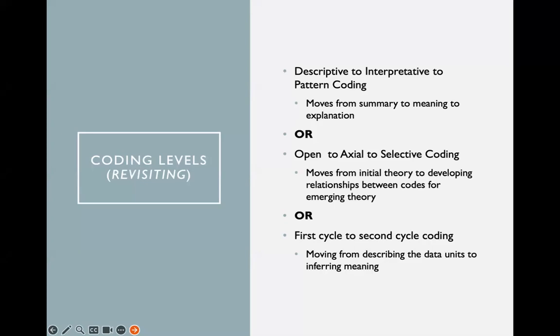We spoke about descriptive to interpretative to pattern coding. In that sense, if that's the way that we code, we move from summary to meaning to explanation. Or we spoke of open to axial to selective coding, no? And therefore, we move from initial theory to developing relationship between codes for emerging theory. And then we have the first cycle to second cycle coding, where we move from describing the data units to actually inferring meaning.